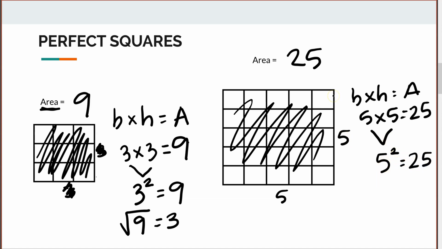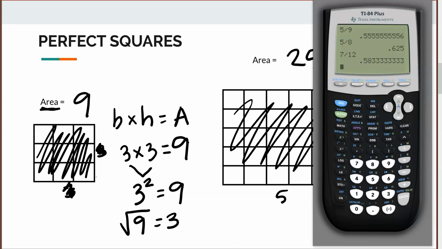Now again, most of the questions that you will see on your test or on a STAR question, it will be, well, the area of this is 25. What is the side? So the way that you do that is you work backwards. You do square root of 25 equals 5.